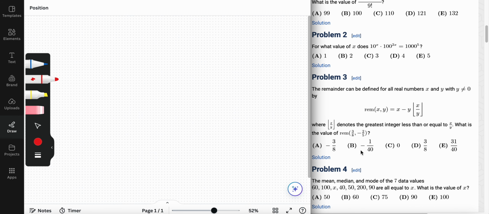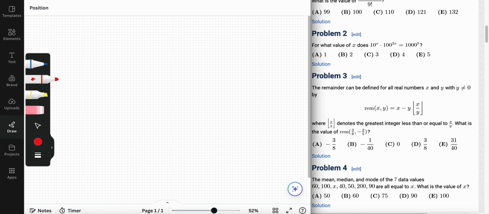Okay, moving on to question 3. Remainder can be defined for all real numbers x and y by this: x minus y times the greatest integer less than or equal to x over y. What is the value of this? Okay, so I can just substitute in values for x is equal to 3/8 and y is equal to negative 2/5. So I get that 3/8 minus negative 2/5 times the greatest integer less than or equal to 3/8 over negative 2/5.